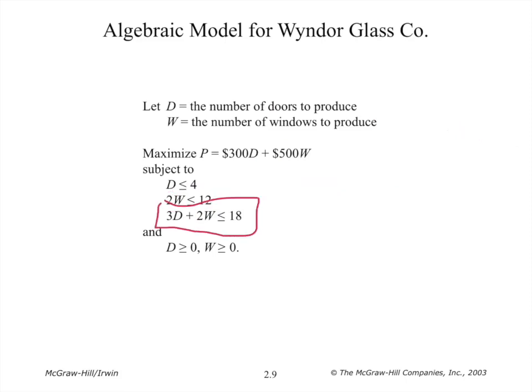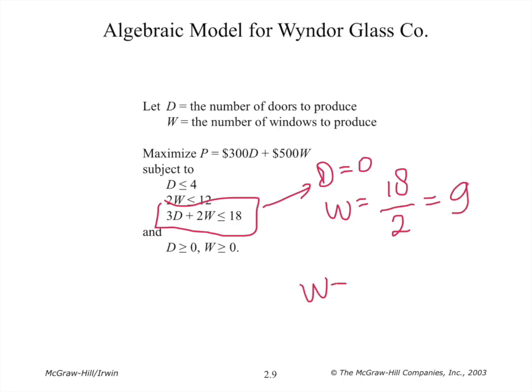How do we find this equation? We find this line in the graph. We can use when t equal to 0. When t equal to 0, w equal to 18 divided by 2, or equal to 9. When w equal to 0, then t equal to 18 divided by 3, or 6.